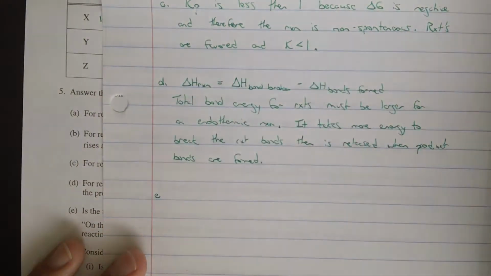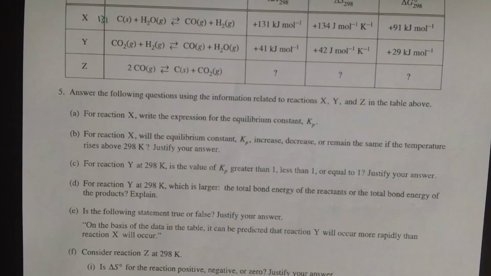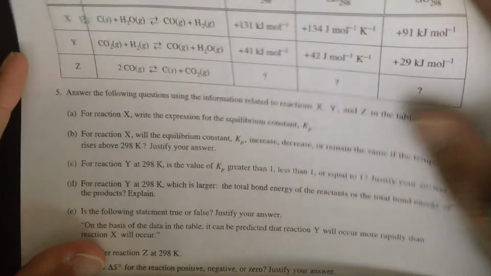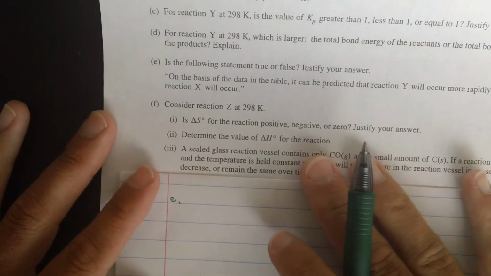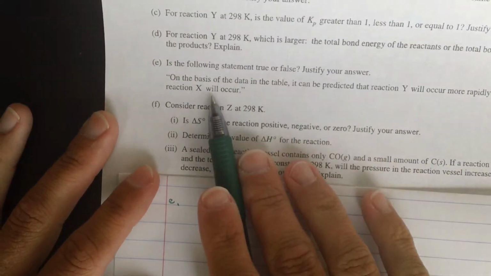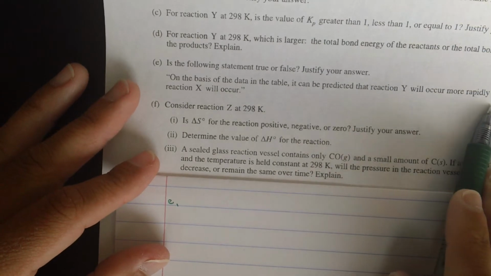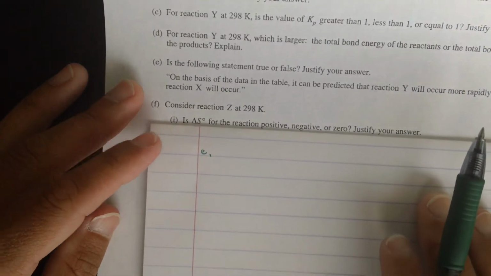We're cruising. Part E says, is the following statement true or false? Justify your answer. What a shame. It would be better if we didn't have to justify. We could just say, it's true. Call it a day. Is the following statement true or false? On the basis of the data in the table, it can be predicted that reaction Y will occur more rapidly than reaction X will occur.